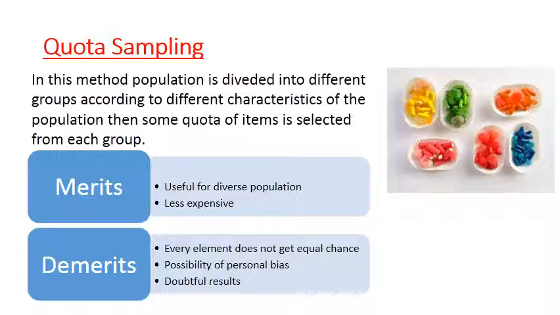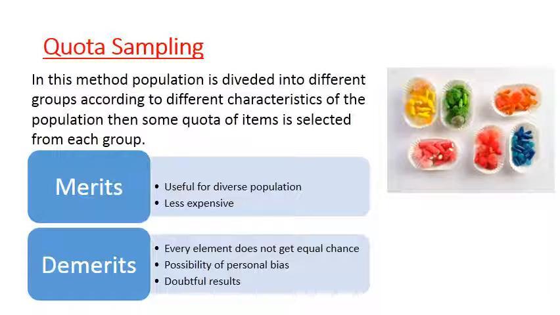And you can see the merits: useful for a diverse population, because we divide the population into different groups depending upon their resemblances. You can see in the diagram yellow color, green color, red color, blue color, pink color. So these colors are there to differentiate one group from another. It is less expensive, so there is no need of more money.